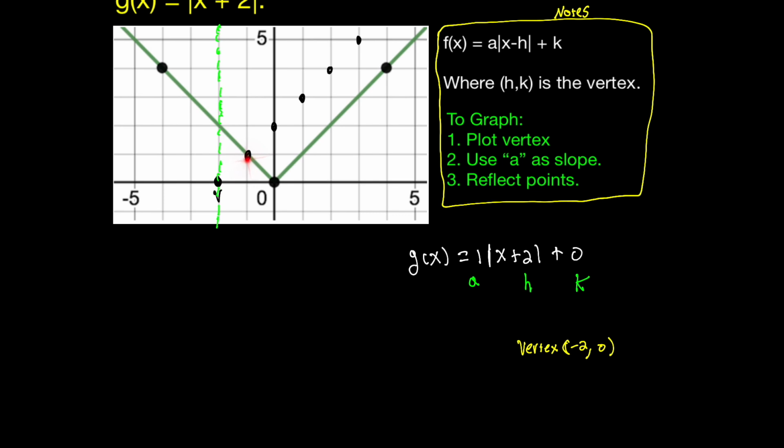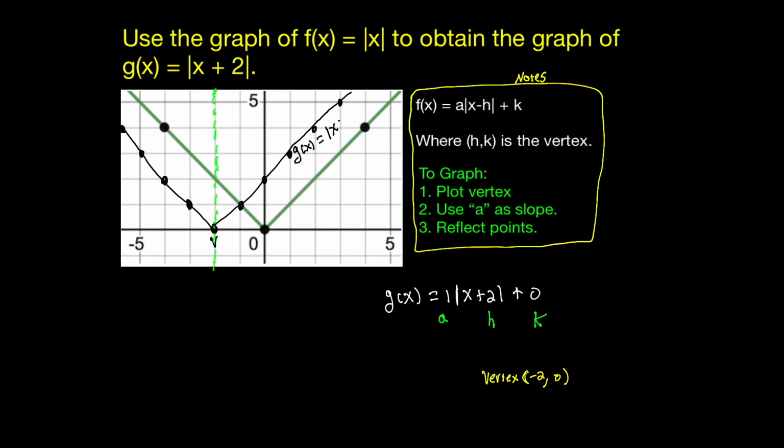Notice that the first point is 1 distance away from the line of symmetry, so the reflection has to also be 1 distance away. My second point is 2 distances away, so the reflection has to be 2 distances away. And if I keep doing this, I'm going to get the diagonals here. Connecting all of the points, I now have a sketch of g of x, which is the absolute value of x plus 2.